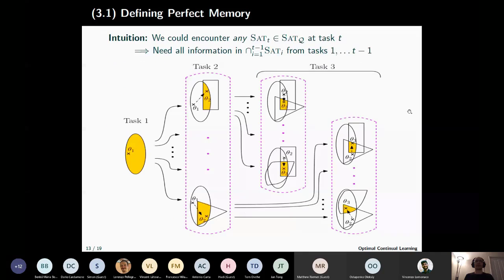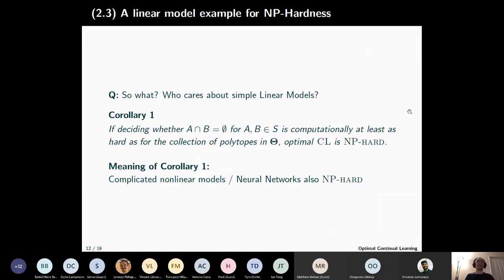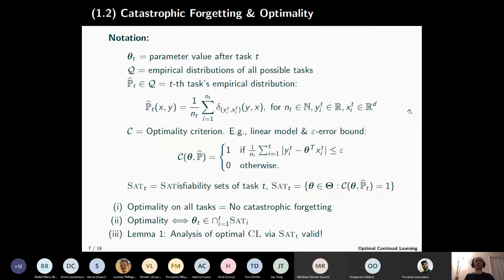Will the satisfiability set grow? So a single satisfiability set is defined with respect to a single model, if you recall the definition. So implicitly, this definition of SAT-T actually depends on the model because your model depends on the parameter space.